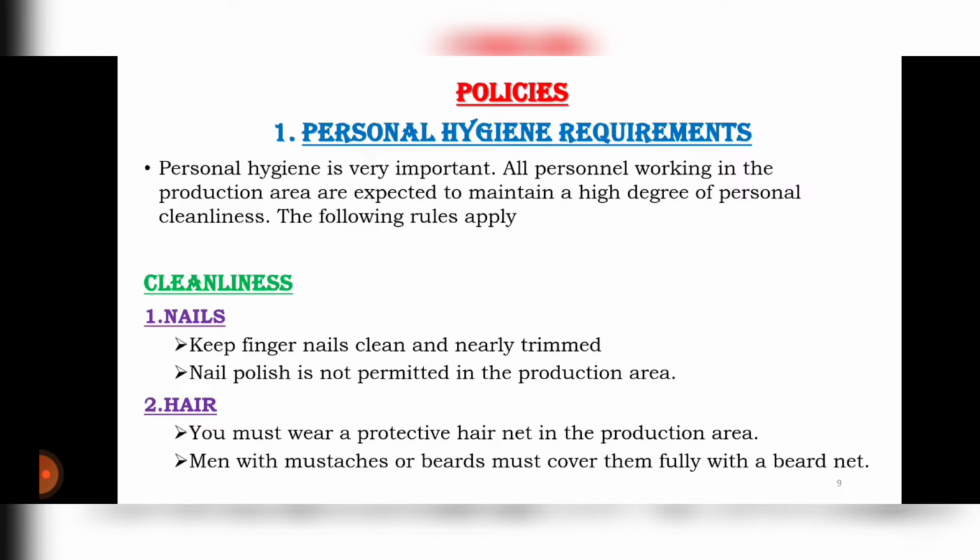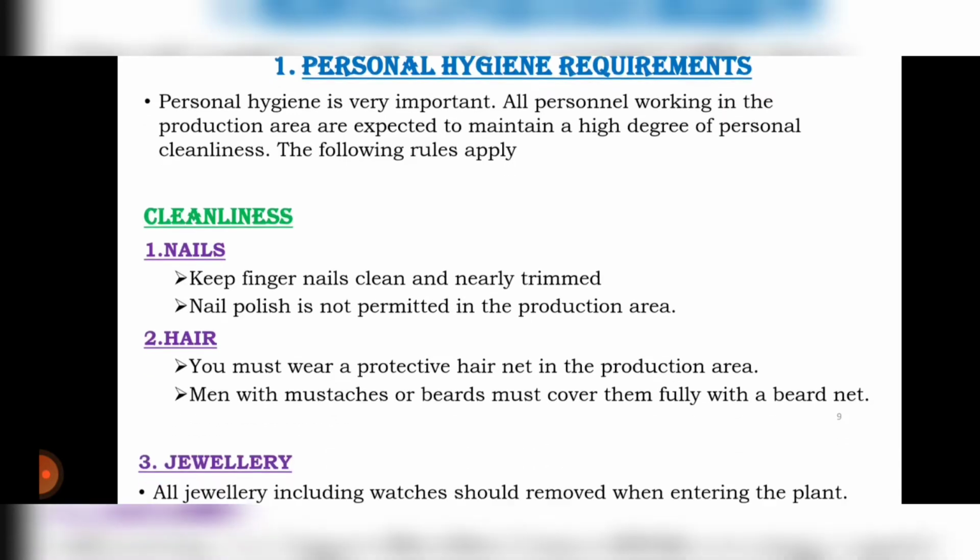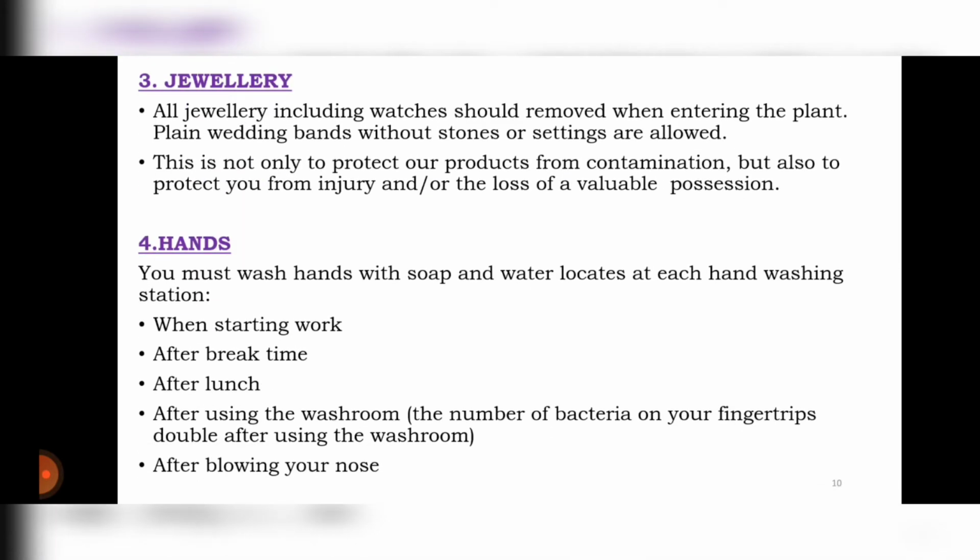And hair should be trimmed, and a protective hair net should be used while you are doing production in the production area, okay. Men with a beard and mustache must cover them fully with a beard net, or they must cut the beard or mustache, okay. Jewelry, all jewelry including watches, should be removed while entering the plants.